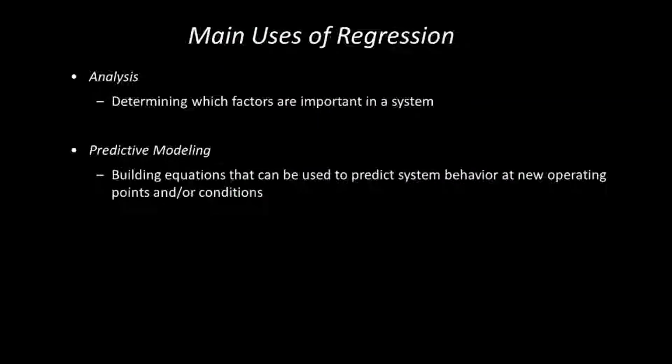So what is the main use of this regression? QSAR is nothing but regression, determining which factors are important in a system, building equations that can be used to predict behavior for new molecules, new operating points or new conditions. That's the advantage. So I can use QSAR, QSTR, QSPR, either for property or toxicity and so on.